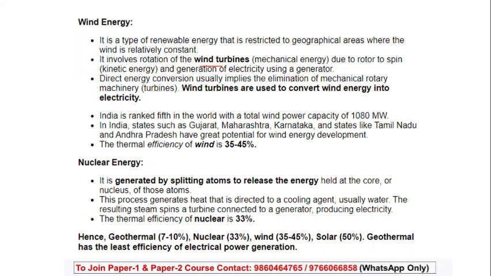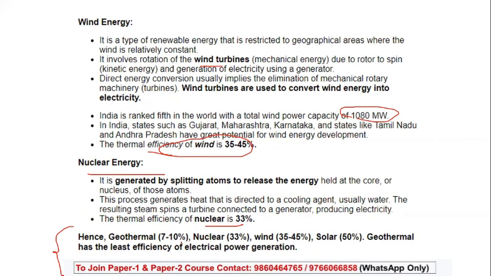India is ranked fifth in the world with a total power capacity of 1080 megawatts, and states like Gujarat, Maharashtra, Karnataka, Tamil Nadu, Andhra Pradesh have potential for wind energy development. The efficiency is 35 to 45%. When it comes to nuclear, the efficiency is 33. So here I have just written a conclusion also. Maybe questions can come on the efficiency. So it is basically splitting atoms to release the energy.